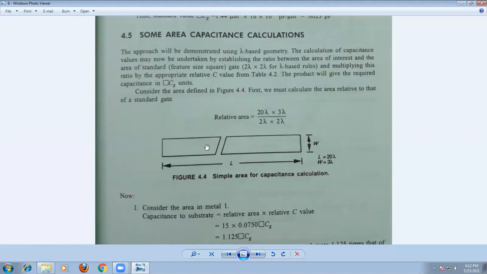What is the capacitance to the substrate value? If you consider this is the metal, what is the capacitance to substrate here? If it is polysilicon, the capacitance to substrate is again the capacitance to substrate. What is the value? Like this, we are going to calculate the layer capacitance associated with this layer, the value of the capacitance associated with this layer.